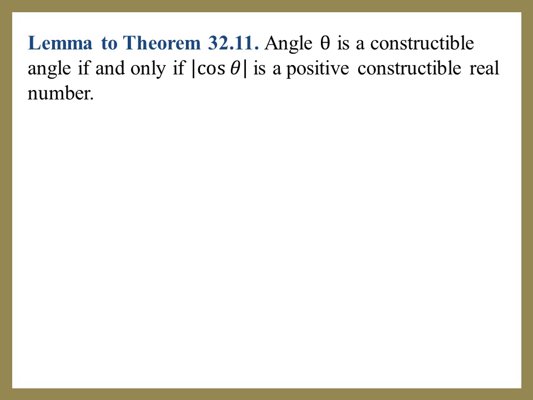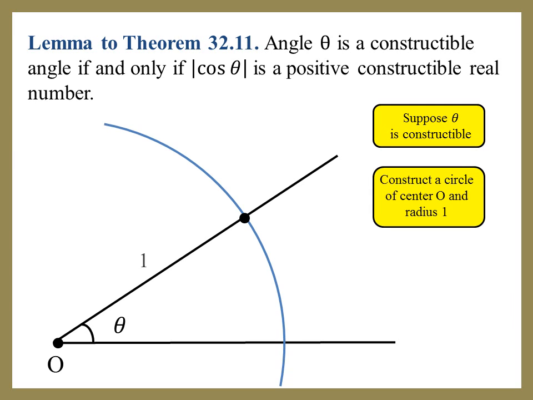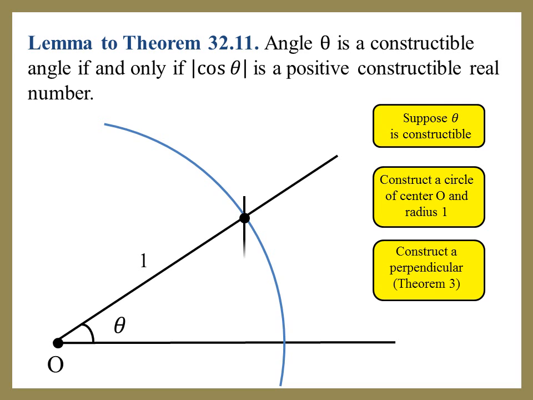Now suppose angle theta is constructible and let point O be the vertex of the angle. Construct a circle of radius 1 and center O. From the point of intersection of the circle and one of the rays of angle theta, construct a perpendicular to the other ray of theta, which can be done by Theorem 3. Therefore the distance, absolute value cosine theta, can be constructed as shown.